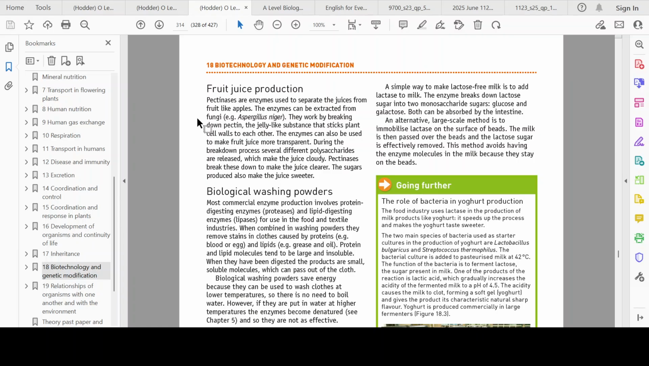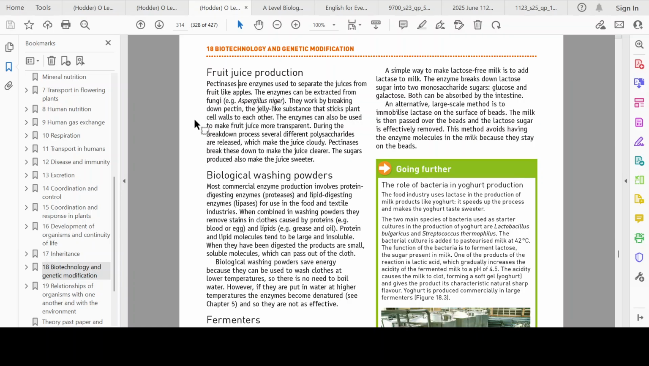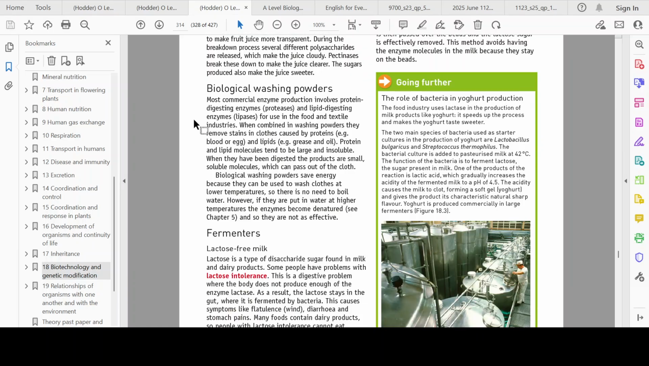Also, the enzyme makes the fruit juice transparent, right? So it clears up all the material that is suspended in the fruit juice and it makes it clear. So that's a double benefit. It makes it sweeter and also makes it clear.